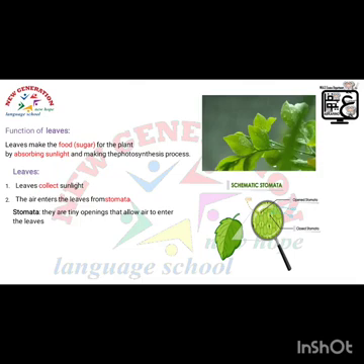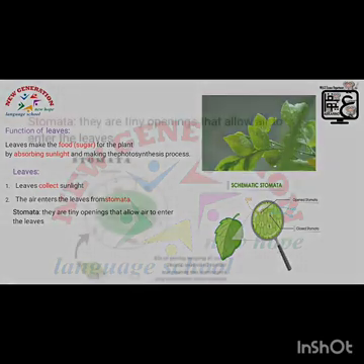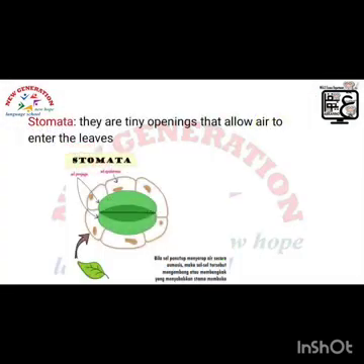Stomata are tiny openings that allow air to enter the leaves. Again, it's very important: stomata are tiny openings that allow air to enter the leaves.